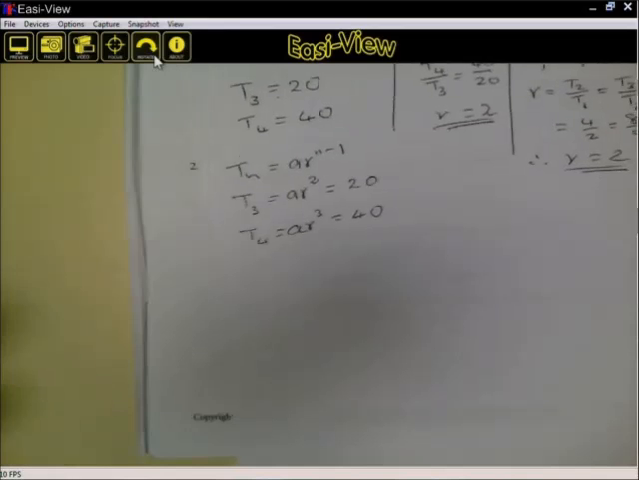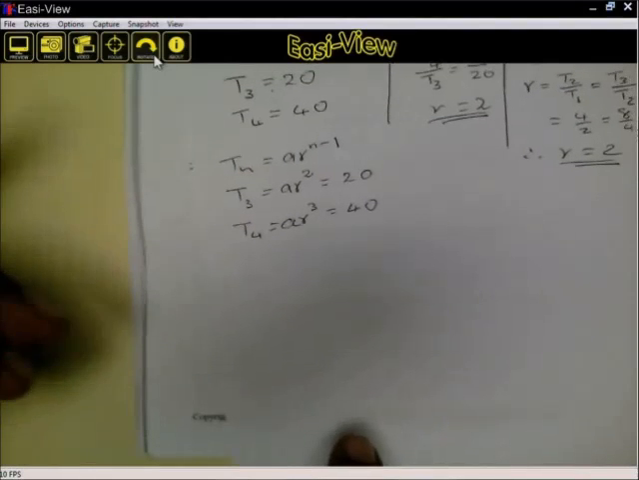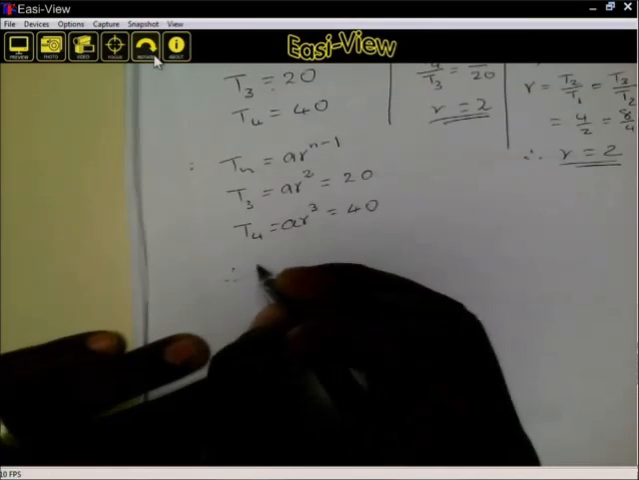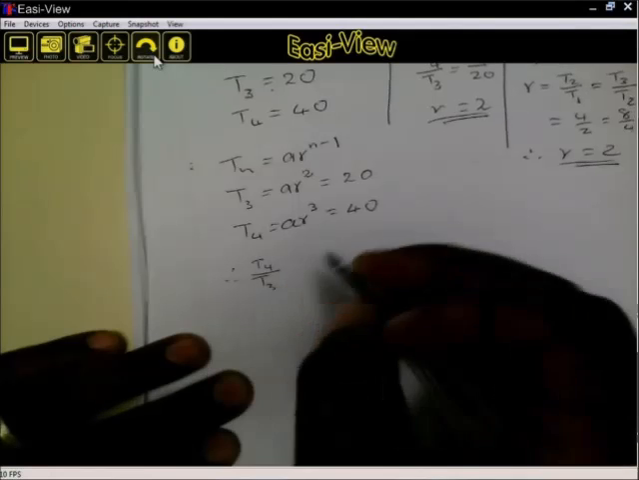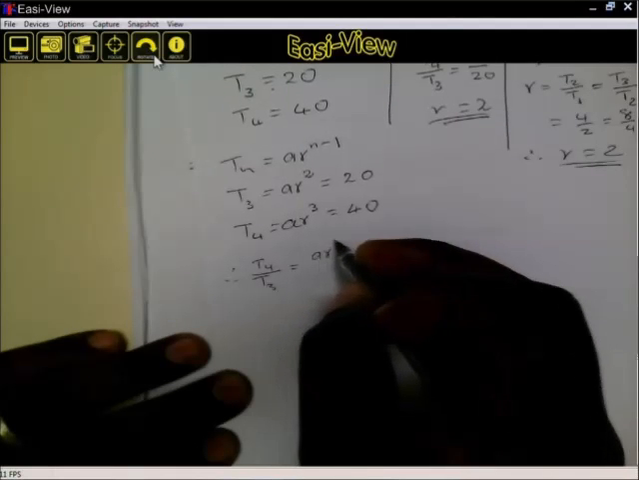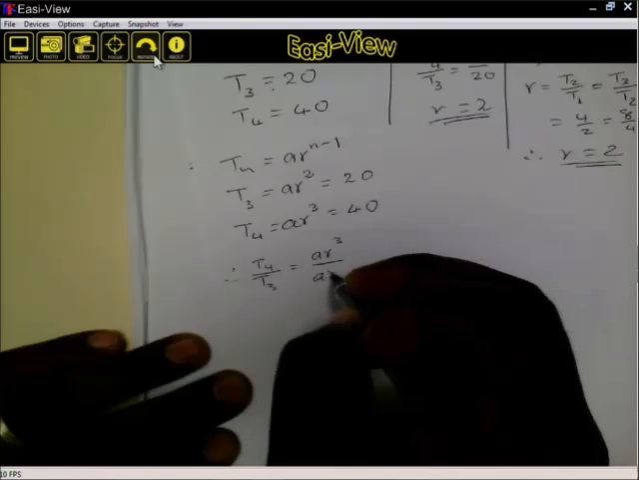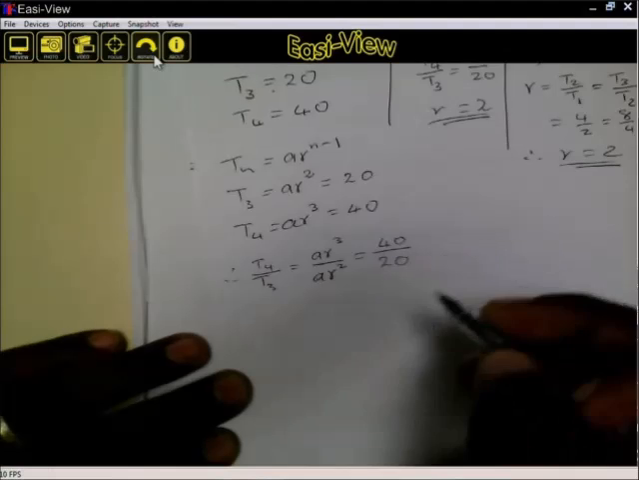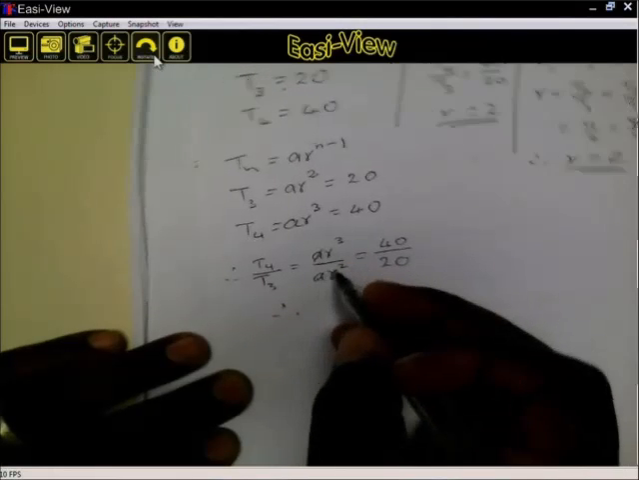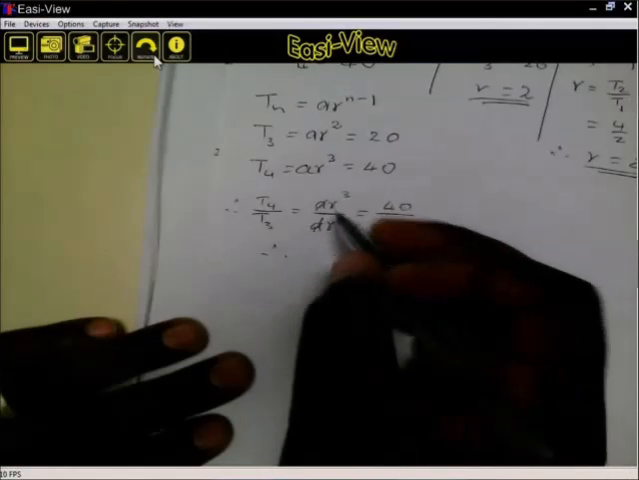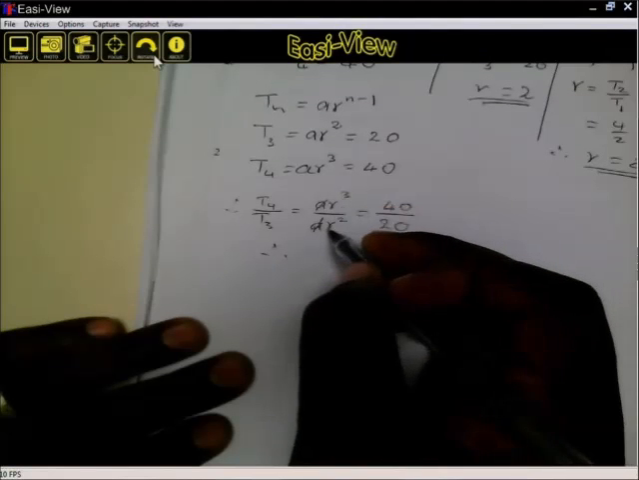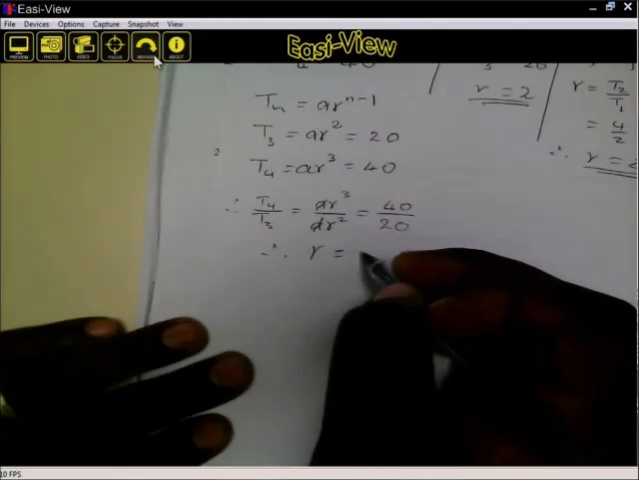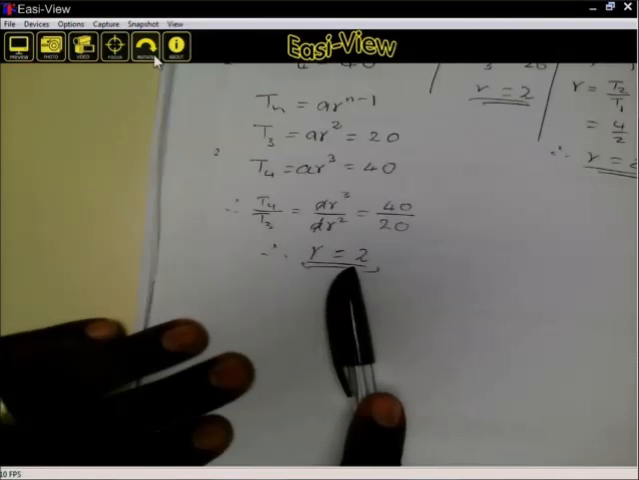Now, because again this sequence is geometric, we will divide the terms. Remember, with arithmetic we subtract, and with geometric we divide. So we can therefore say T4 divided by T3 is actually equal to AR to power 3 over AR squared, which is equal to 40 divided by 20. And therefore A will cancel A, and R cubed divided by R squared will give us R, which is equal to 40 divided by 20 will give us 2, which means the common ratio is equal to 2.